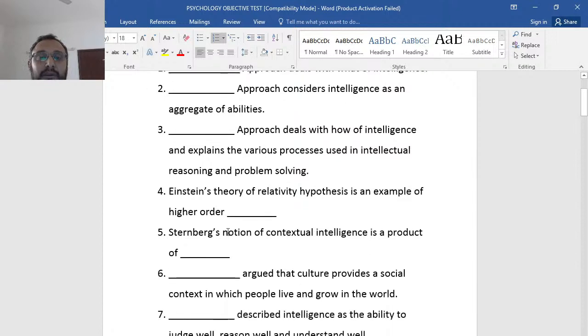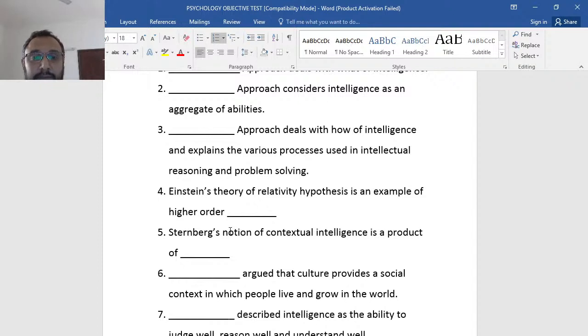Now the question number 4, Einstein's theory of relativity hypothesis is an example of higher order creativity. E is equal to mc square is the relativity hypothesis, an example of higher order creativity.